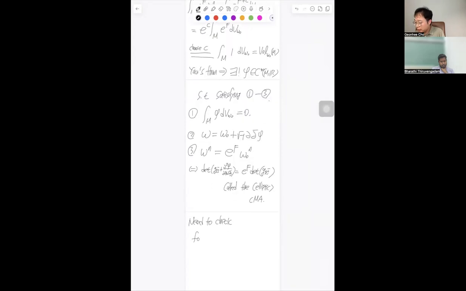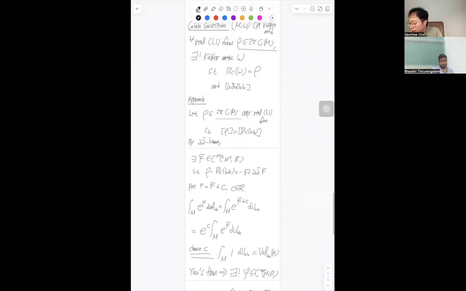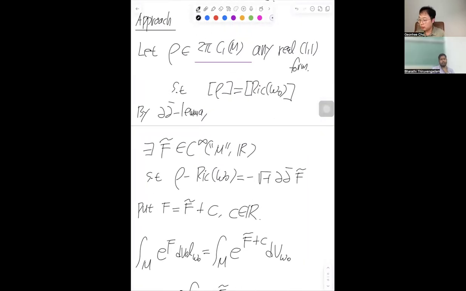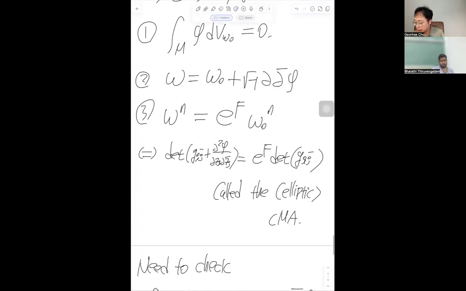For omega, that is defined as omega naught plus i ∂∂bar of phi, we need to know whether this omega recovers rho. This is what we need to check. So now let's just apply what we already know. We already know this is the case, right? Rho, let me just copy, satisfies this equation.